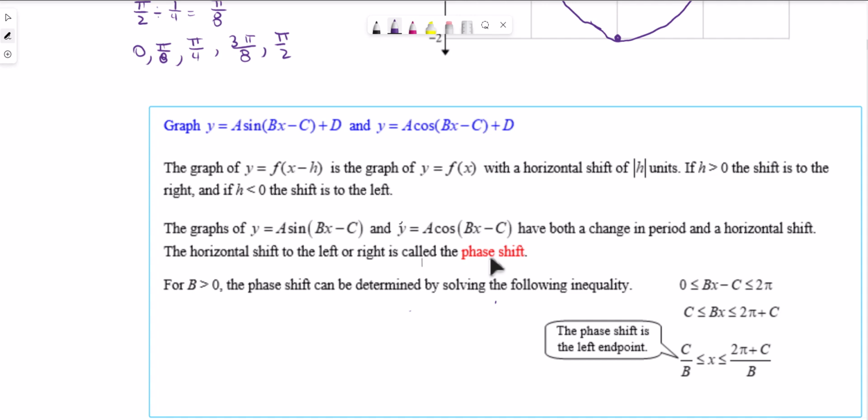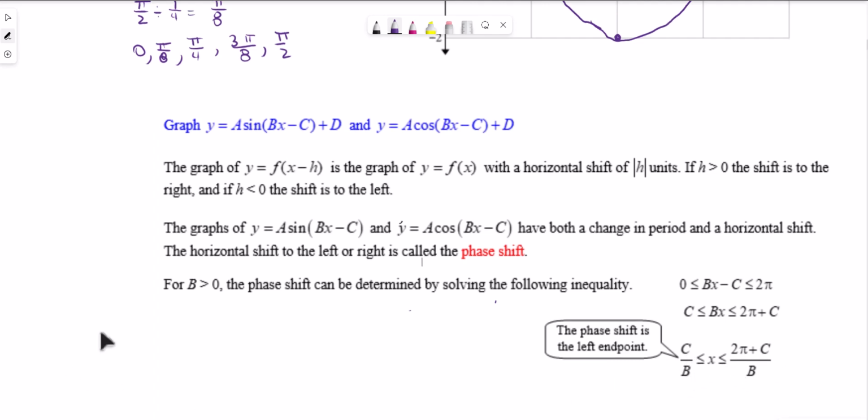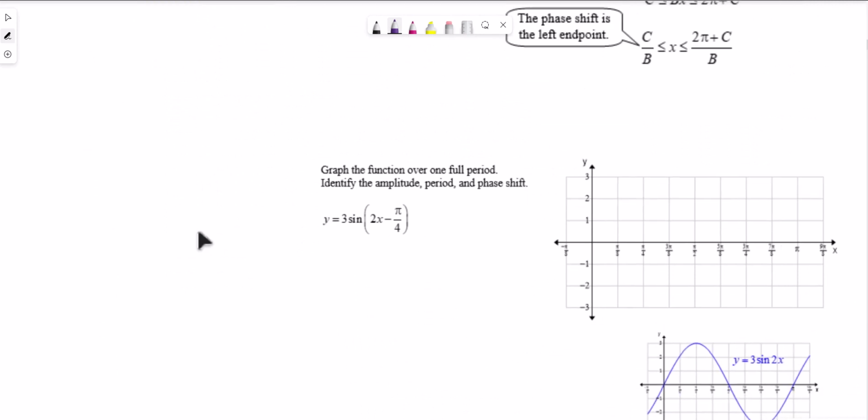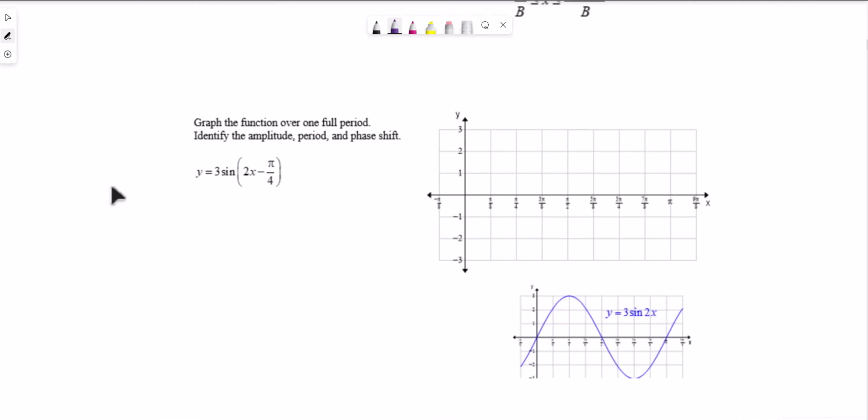It's a phase shift. So for b greater than 0, again, the inside is going to be from 0 to 2 pi. We'd add c to everything. Then we would divide by b. So the left endpoint is going to be c over b, and the right endpoint is going to be 2 pi plus c over b. So let's do an example here.